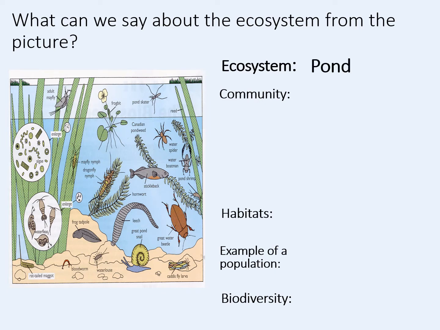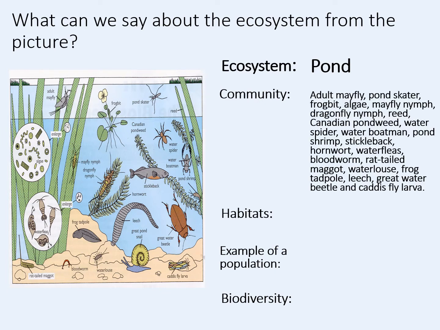The community is all of the living things, so this would include the adult mayfly, pond skater, frogbit, algae, mayfly nymph, dragonfly nymph, reed, Canadian pondweed, water spider, water boatman, pond shrimp, stickleback, hornwort, water fleas, bloodworm, rat-tailed maggot, water louse, frog tadpole, leech, great water beetle, and caddisfly larvae. The habitat is the places that these organisms live. So for example, this would be water, reeds, Canadian pondweed, and sediment.